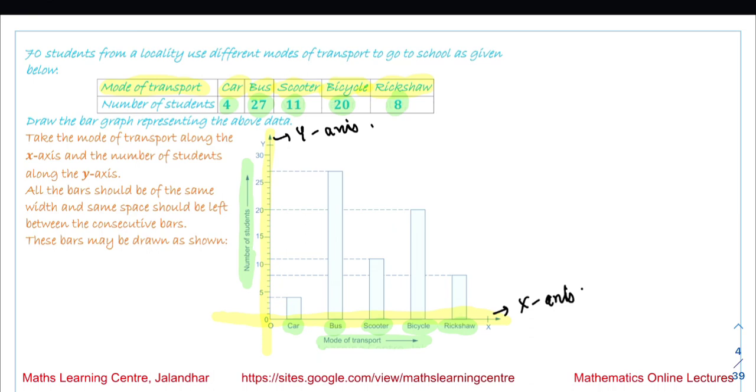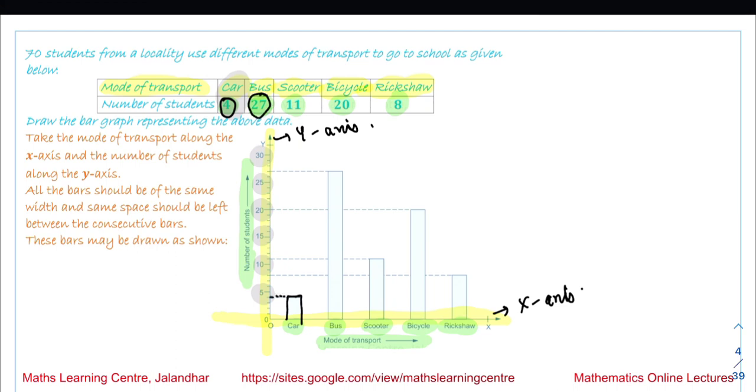Now how are these points marked? The minimum value over here is 4 and the maximum value is 27, so we need points up to 30. We mark the points at 5 unit distance: 5, 10, 15, 20, 25 and 30, all at equal distances. What is given to us is the number of students using the car. So at car we draw this rectangle. The frequency over here is 4, so the height of this bar is up to 4.